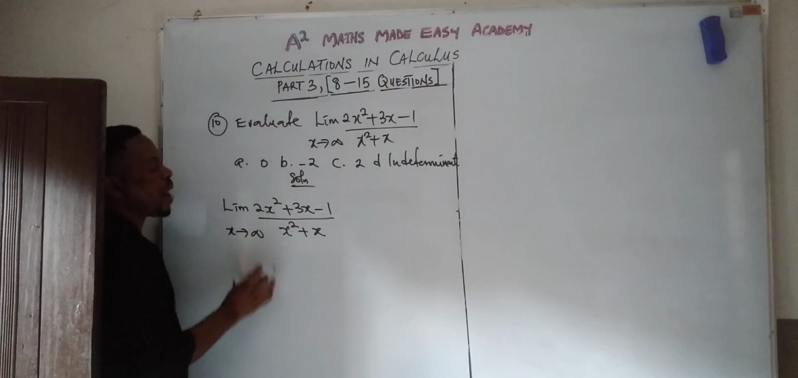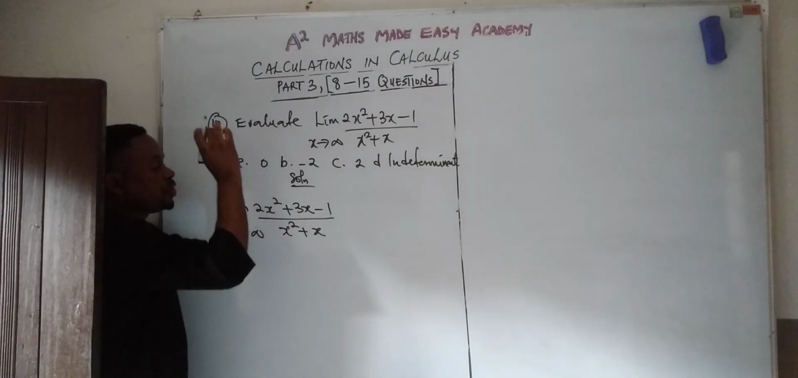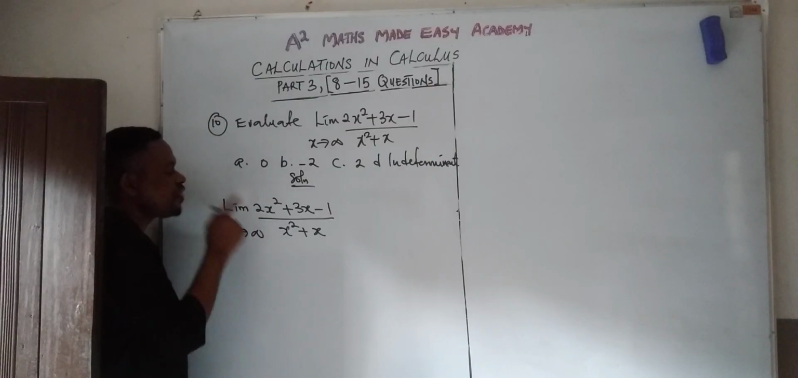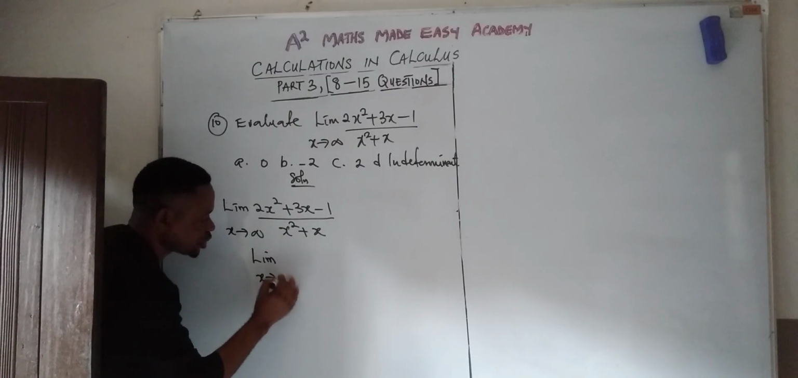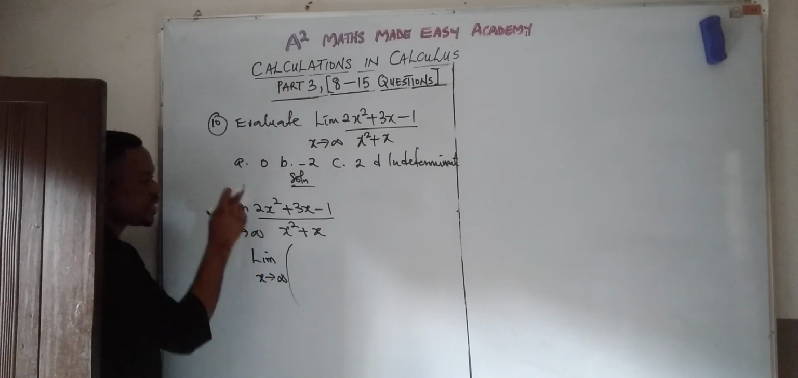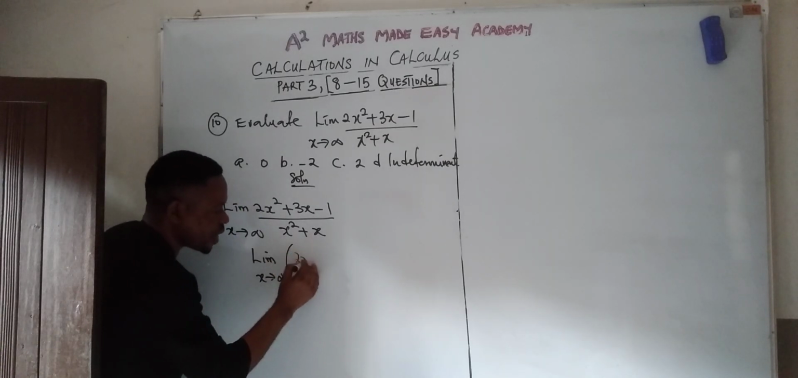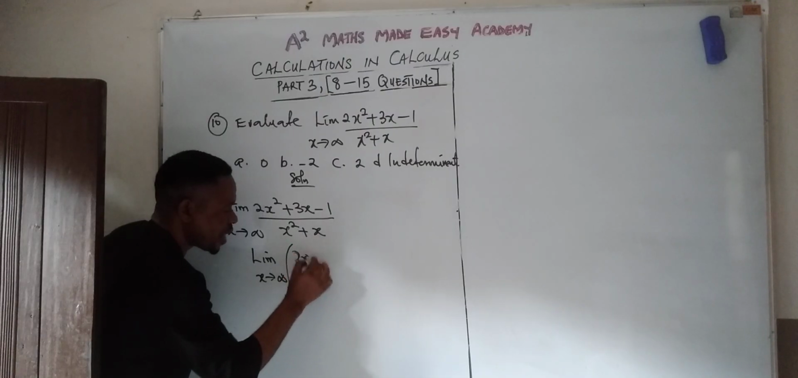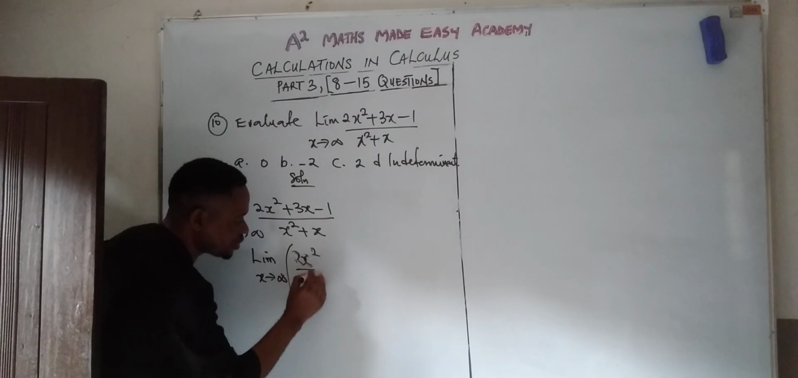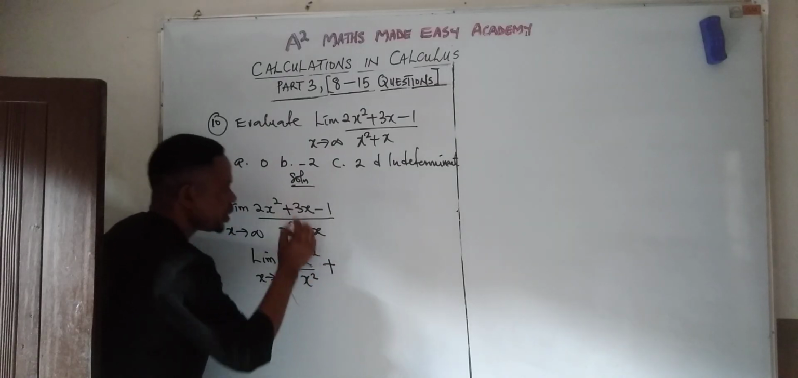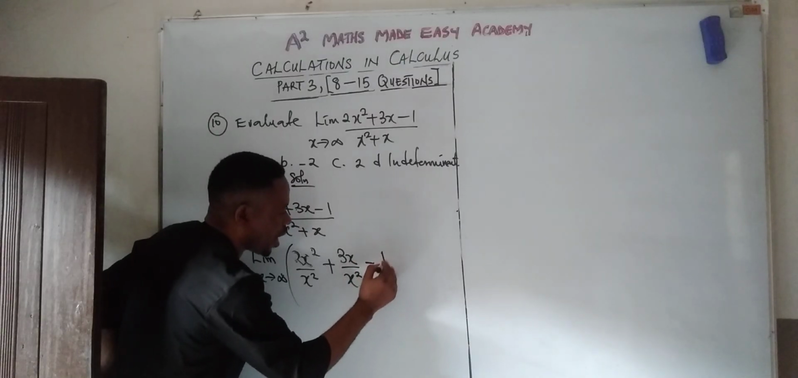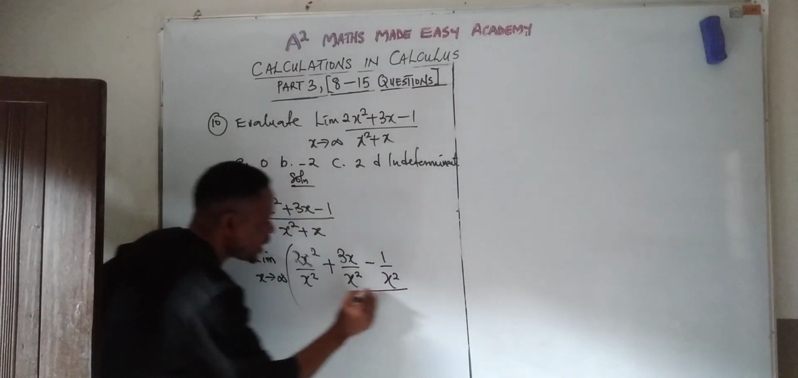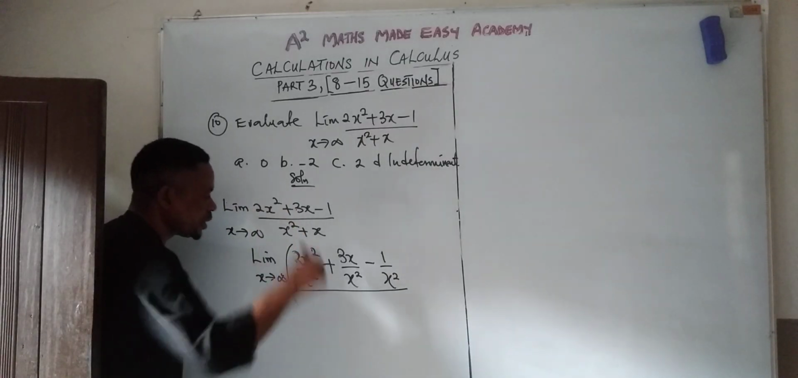Now look at the procedure. Consider the highest variable power and use it to divide both the numerator and the denominator. The highest variable power is x squared. So how am I going to do it? I want you to watch. I will now say limit as x approaches infinity. Open bracket. Let me start with the numerator. This is 2x squared divided by x squared, which is the highest power. Then plus, the next one is 3x divided by x squared. Then minus 1 still divided by x squared. Then divide by the denominator. What is the denominator?